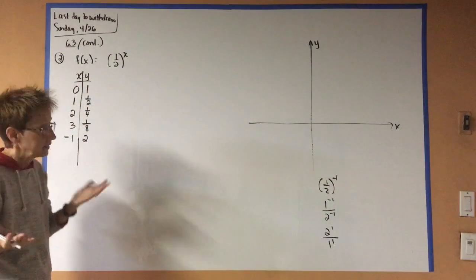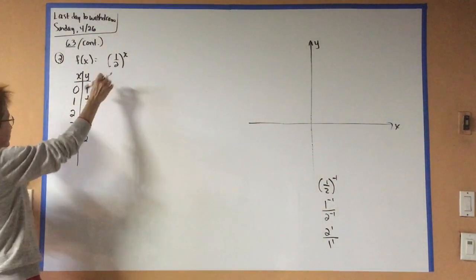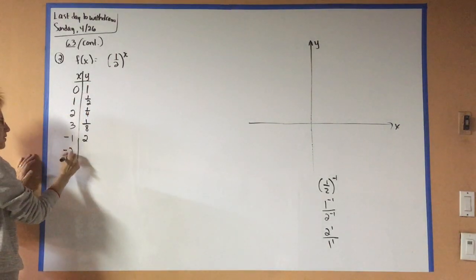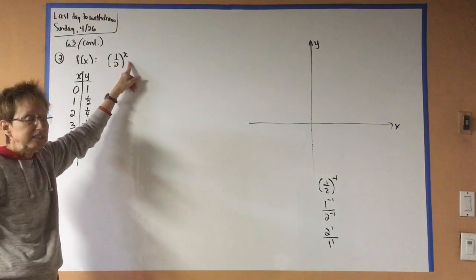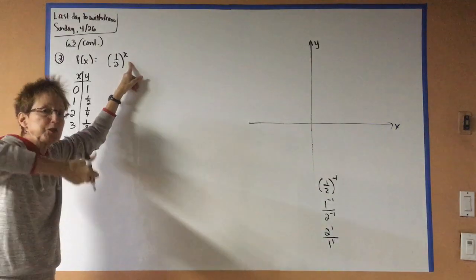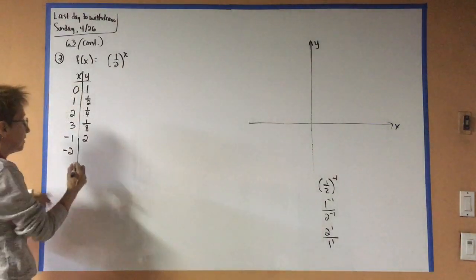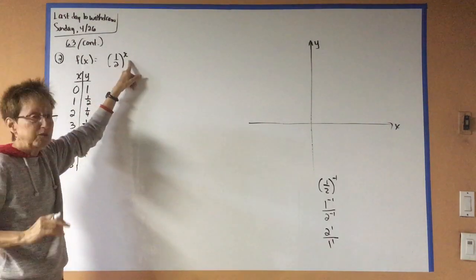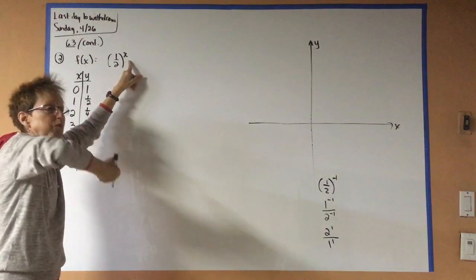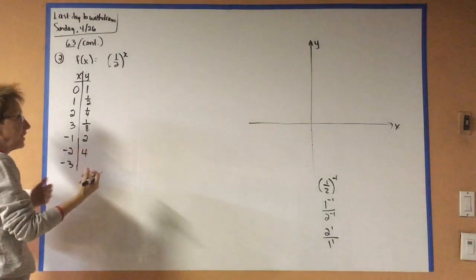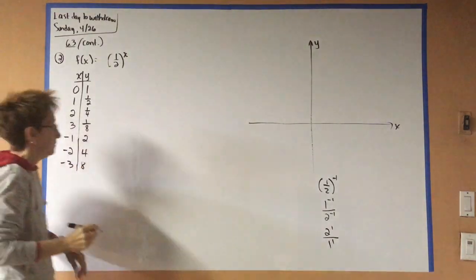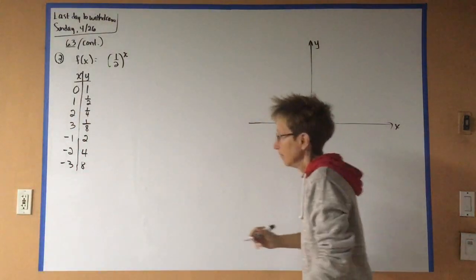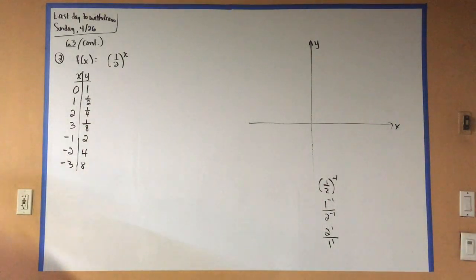Or you can put it in your calculator and let it figure it out, but make sure you put parentheses in. I'm going to let x be -2. So if I take 1/2 to the -2 power, that's the same thing as 2 to the +2 power, which will give me 4. And if I put in -3, 1/2 to the -3rd power is the same as 2 over 1 to the +3rd power, so that's going to give me 8, etc. So now I'm going to graph these and see what this function looks like.